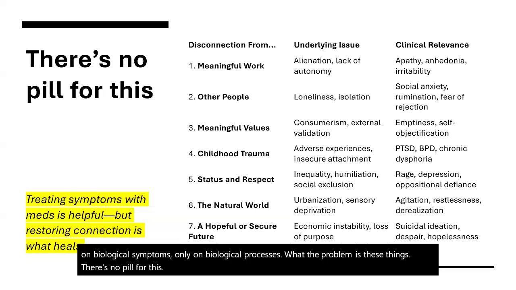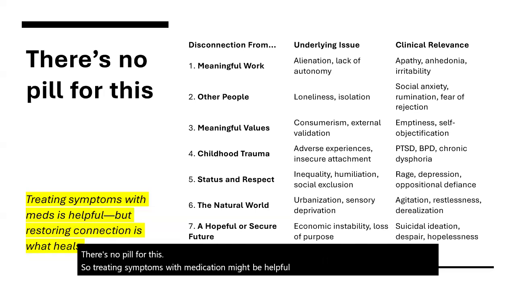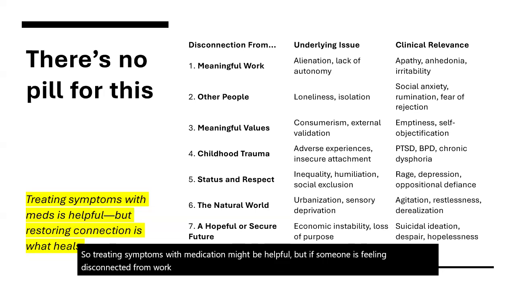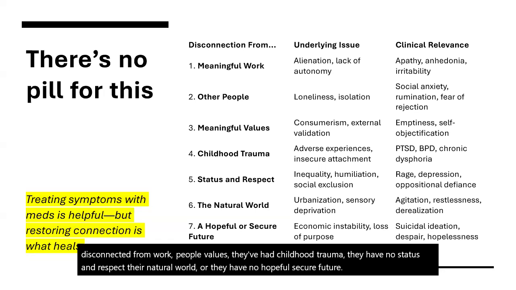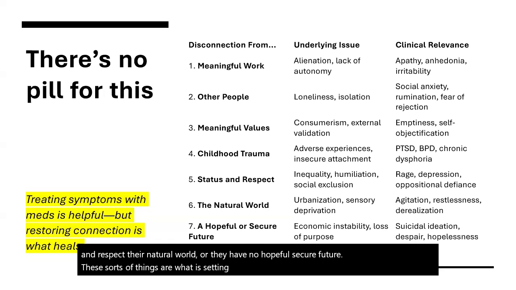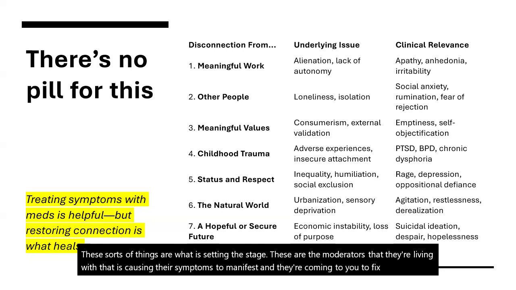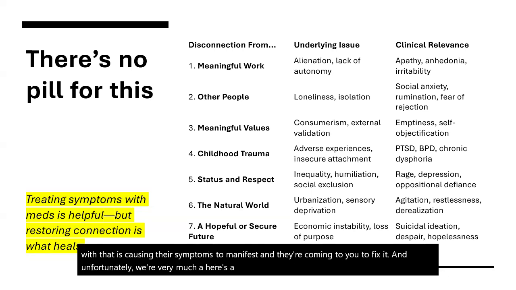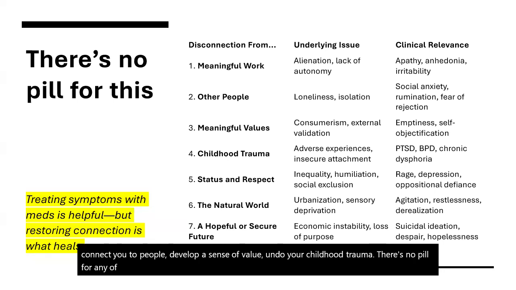So treating symptoms with medication might be helpful, but if someone is feeling disconnected from work, people, values, they've had childhood trauma, they have no status and respect, their natural world, or they have no hopeful, secure future, these sorts of things are what is setting the stage. These are the moderators that they're living with that is causing their symptoms to manifest, and they're coming to you to fix it. And unfortunately, we're very much a here's a pill. Well, there's no pill to give you meaningful work, connect you to people, develop a sense of value, undo your childhood trauma. There's no pill for any of this. But this is the stuff that they're coming to you with.